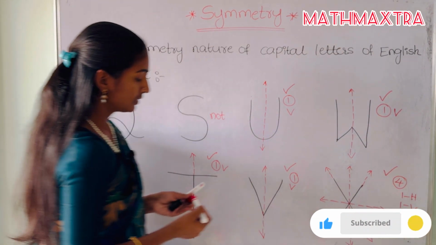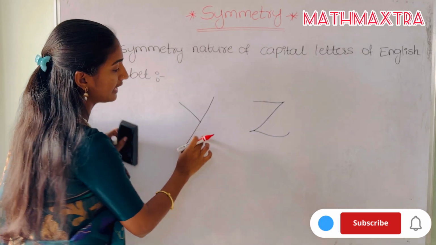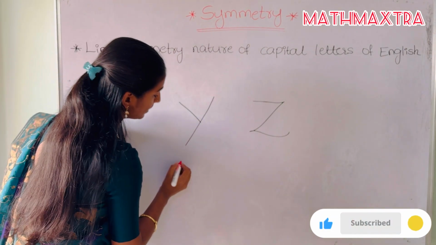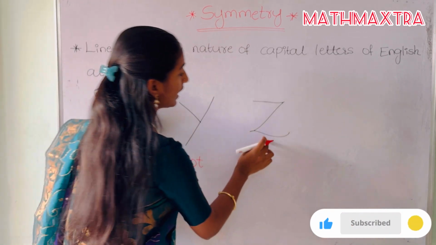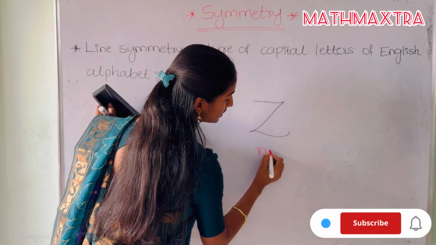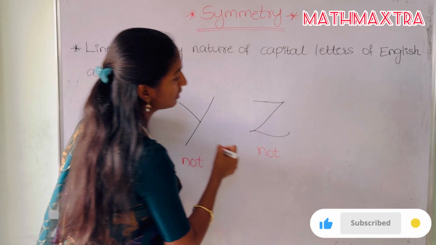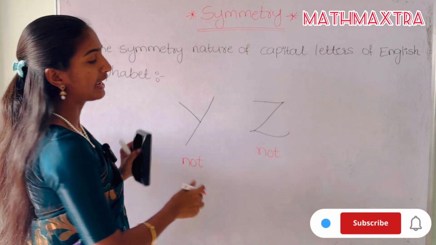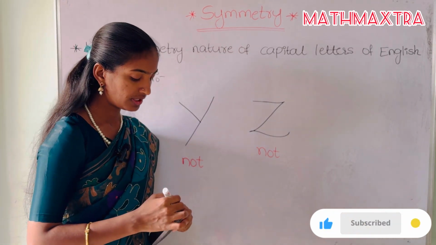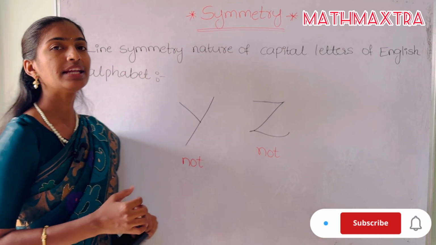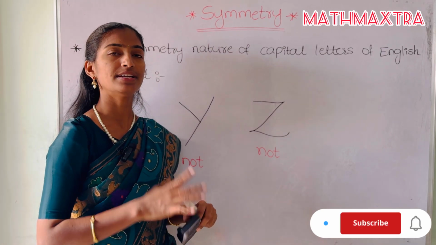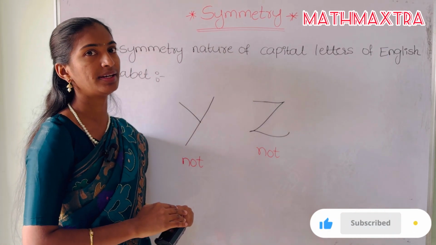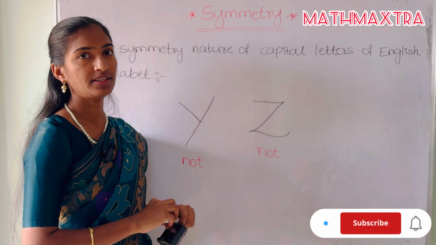Okay. If you take the Y letter, this is not symmetric. We cannot draw any lines of symmetry. And Z is also not symmetric. We can't draw a symmetric line for this. So these are the English capital alphabets: some letters have symmetry and some letters don't have symmetry.